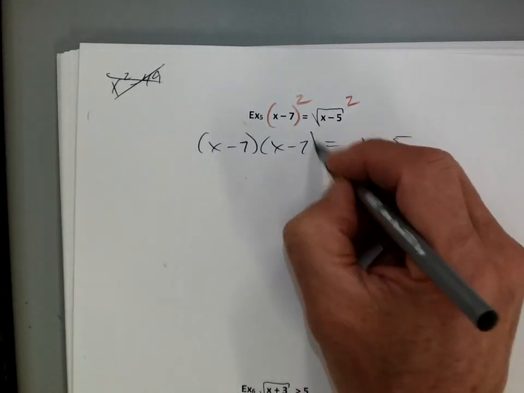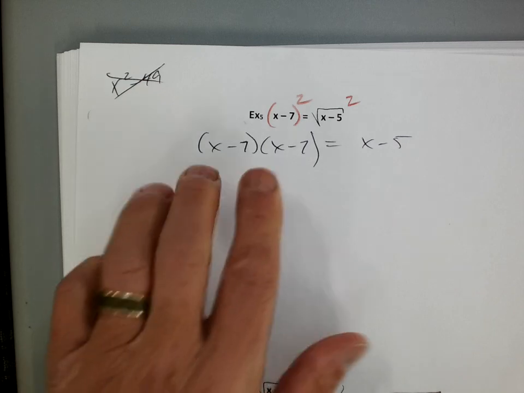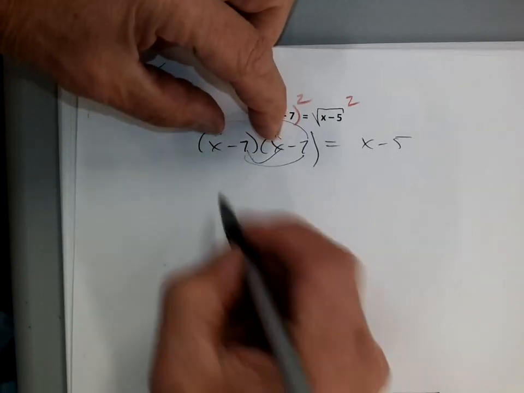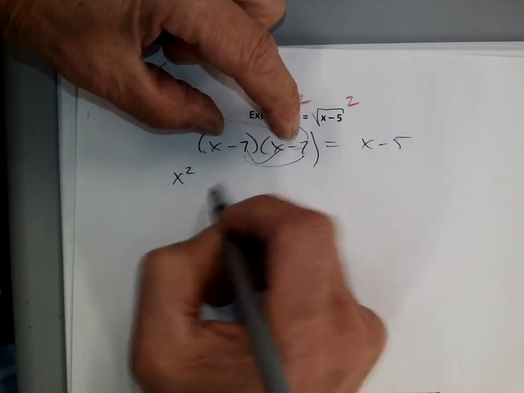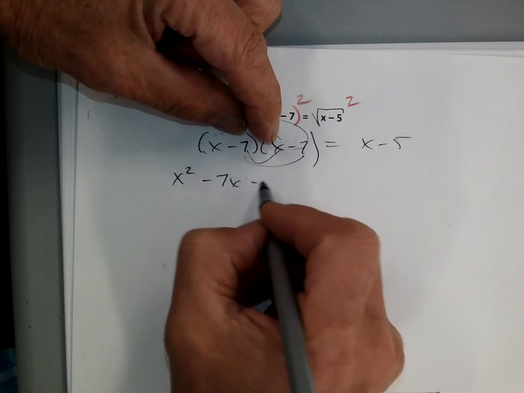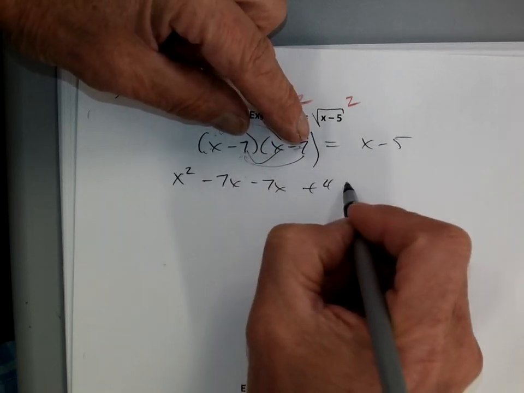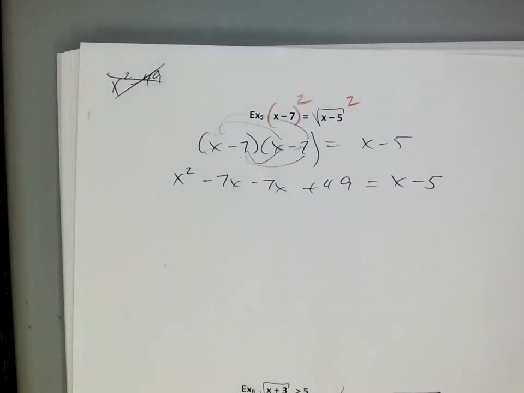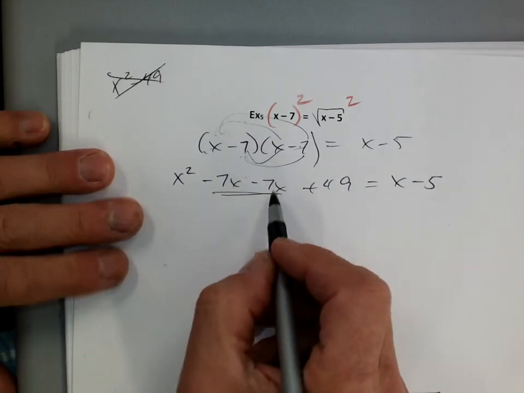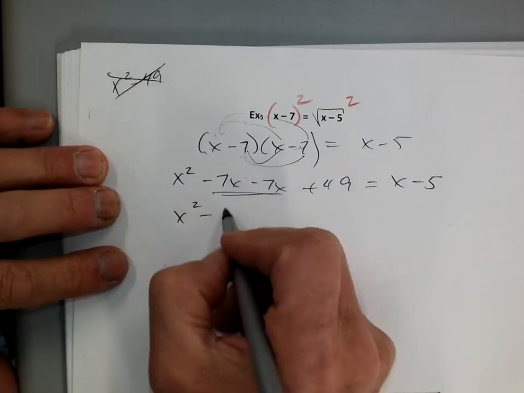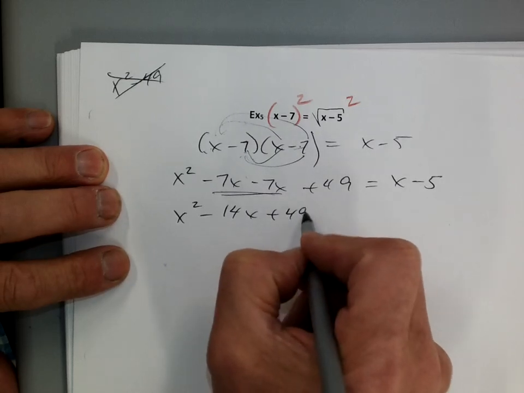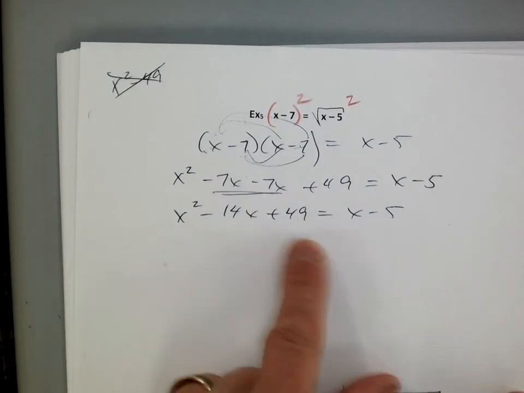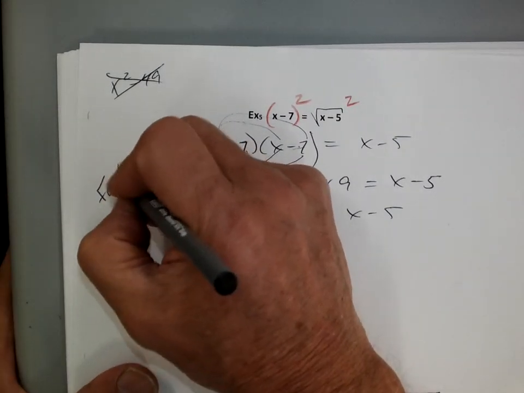Well, wow, looks like we got a little work to do. We're going to have to FOIL this. We're going to have to go that times that, that times that. That times that, that times that. So I'm going to get an x squared minus 7x minus another 7x plus 49 equals x minus 5, okay? All right, this is going to take some work. I can do it, though. Negative 7x makes a negative 14x plus 49 equals x minus 5. Okay, gosh. Looks like I might have to factor and solve.